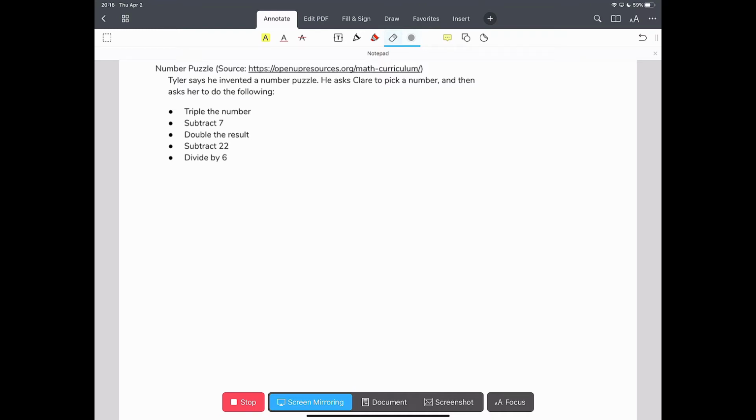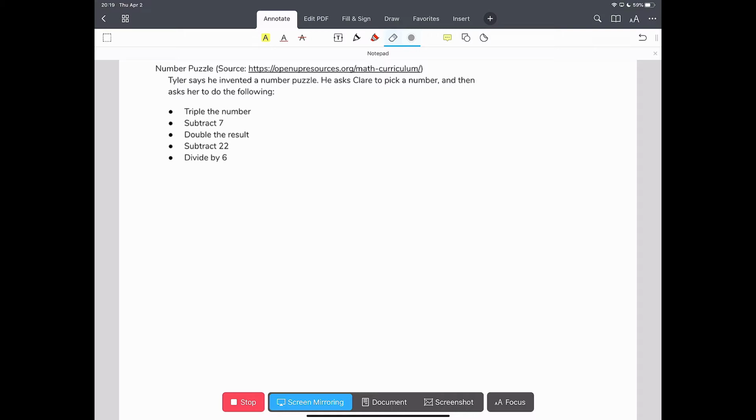So in this problem, Tyler asks Claire to pick a number and then follow 5 steps. At the end of it, she gets a result of -3, and based on that, Tyler tells her your number was 3. We're going to prove how Tyler knew the number was 3. The way we're going to do that is with algebra.